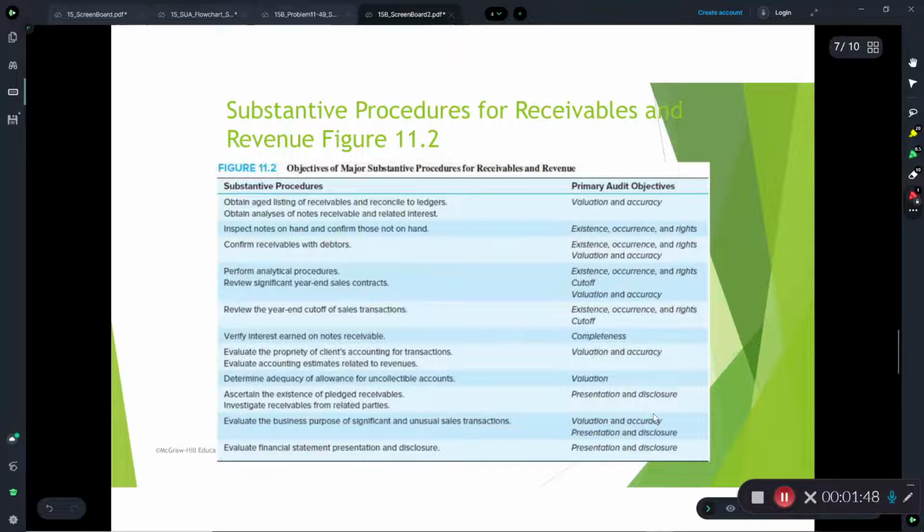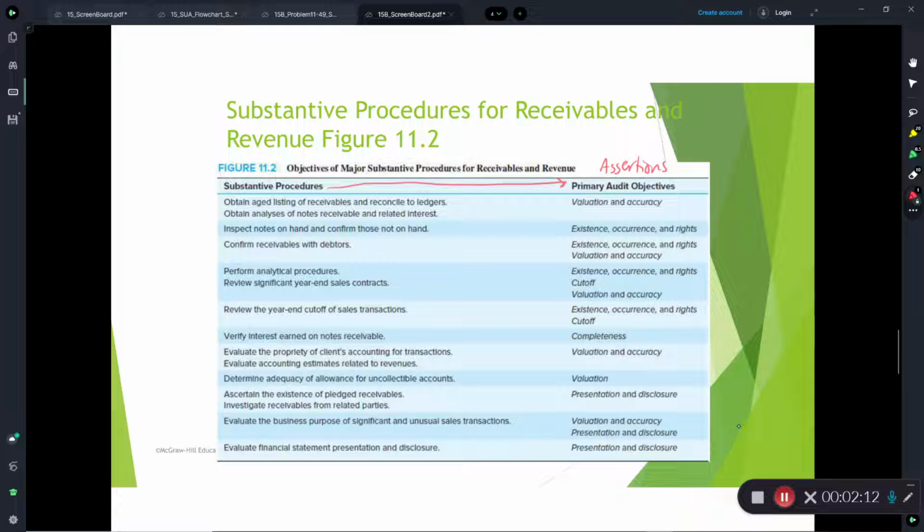Now, again, I've said this a couple times, but every time you see some of these figures, you want to try and spend some time on these, right? These are good because we want to be able to make this connection between what we're doing and why we're doing it. Like, what audit objective are we getting comfort over? And again, those audit objectives are just assertions that are related to specific accounts.